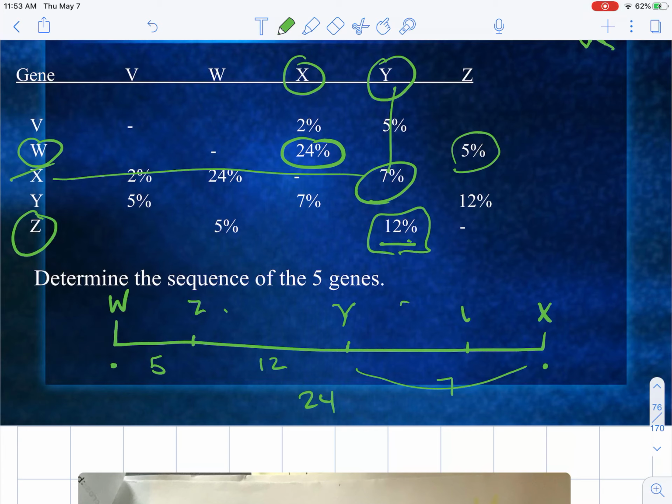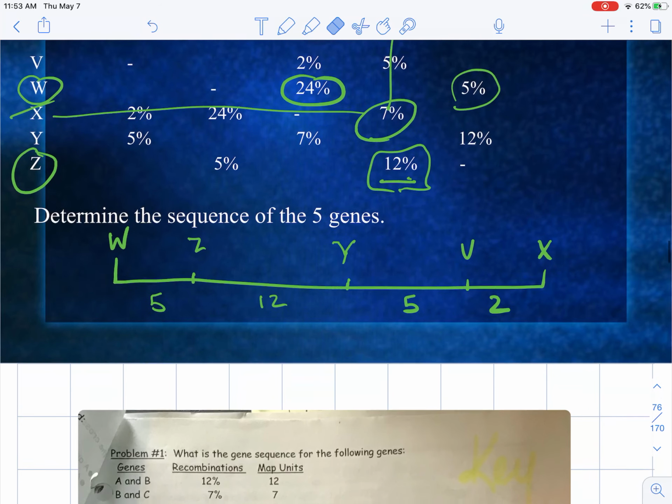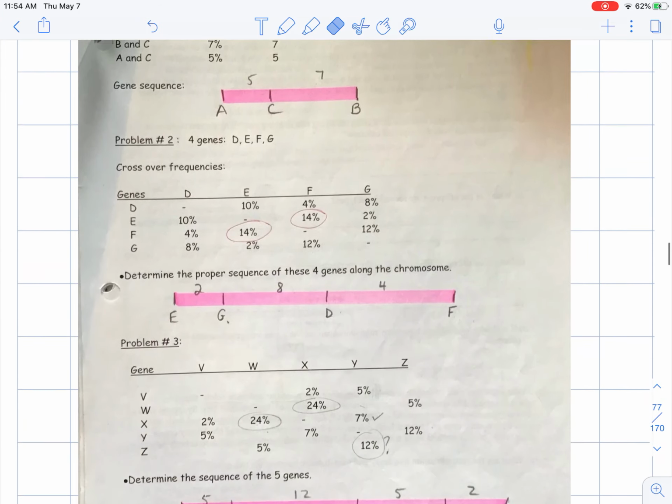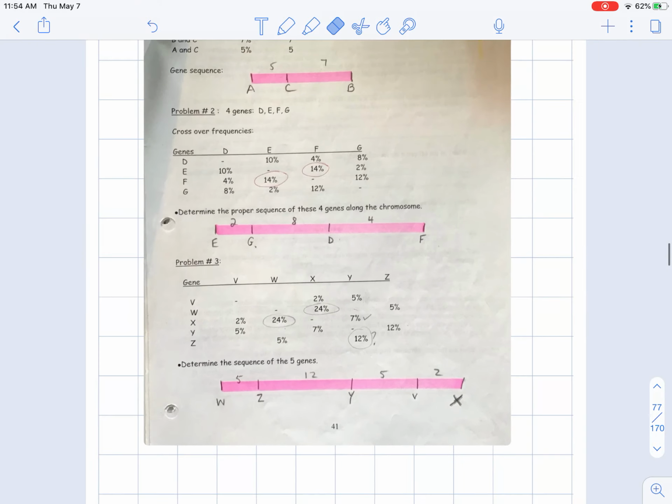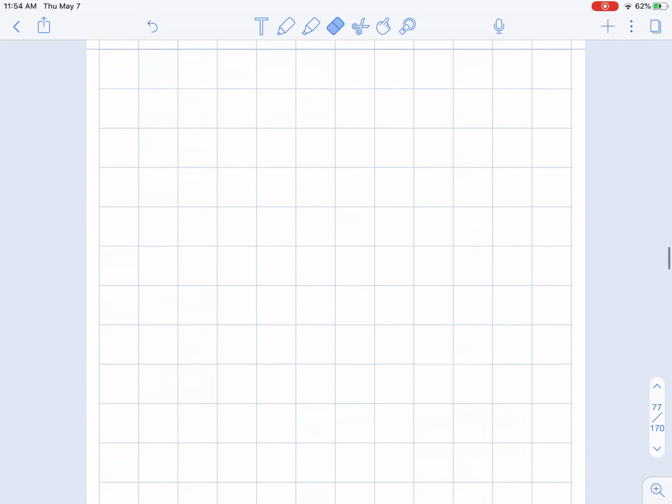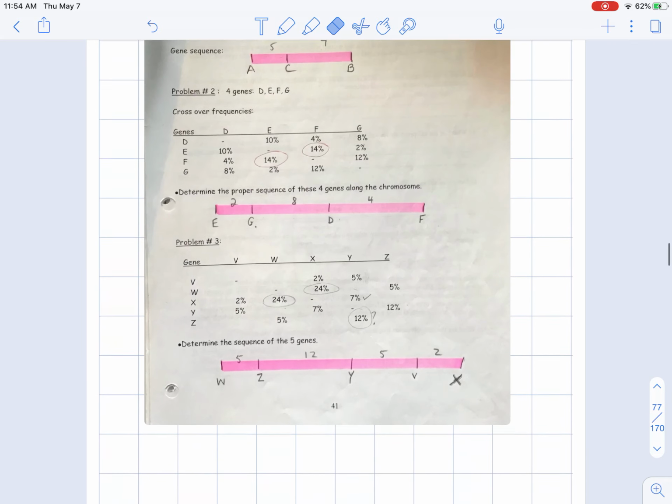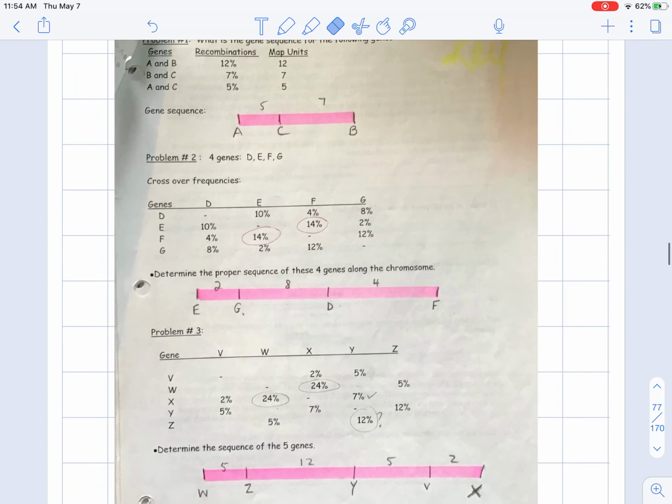And now you can use the 12, that's the Z and the Y, because you know that the 12 goes here. And we still have a V that's 2, and so we know the 2 is over here. So my V is 2, this one is 5, this one is 12, this one is 5. And the final gene map here, basically, we just clean it up a little bit, and I can just keep this one. But this is our final gene map for these 5 genes on this chromosome.